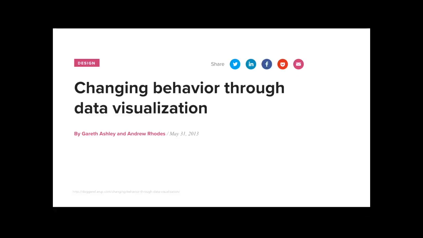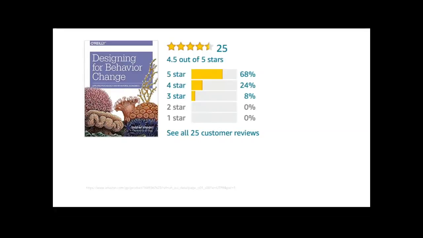So, changing behavior through data visualization. Amazon must be testing it because right here is the data viz that I know: when I want to buy a book, I'm looking at this data viz.